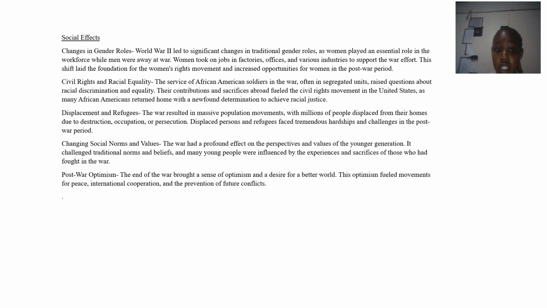Then displacement and refugees. The war resulted in massive population movement, with millions of people displaced from their homes. Then changing social norms and values. The war had profound effects on the perspective and values of the younger generation. Then the post-war optimism. The end of the war brought a sense of optimism and desire for a better world.